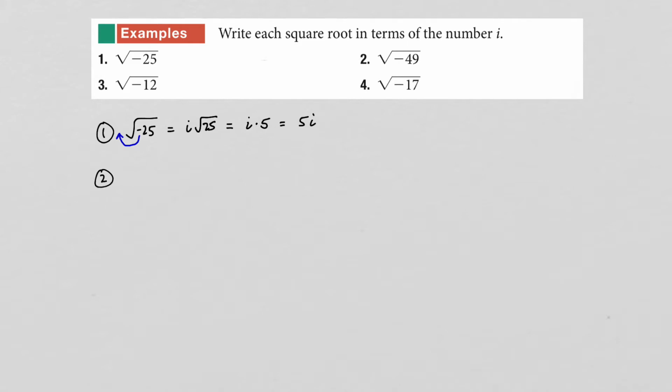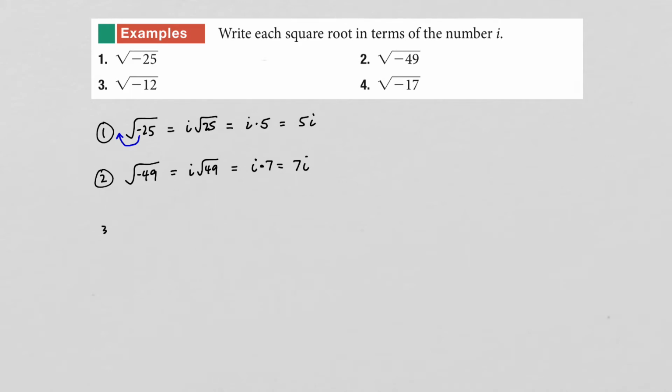For the second problem, it's essentially the same thing. We have the square root of -49. If you factor the negative out of the radical, you get I times the square root of 49. And this is I times 7, which is 7I. Now, once you get used to this, you can skip all the work here. You can go directly to the result. But I just want to justify why it is what it is.